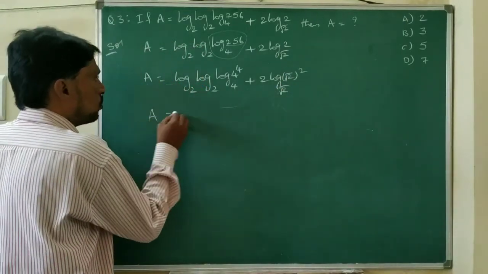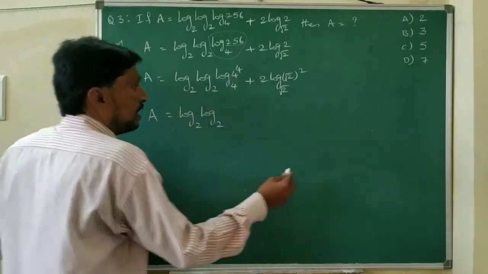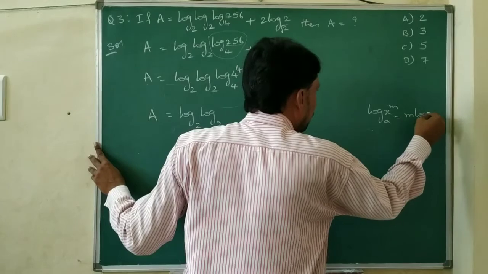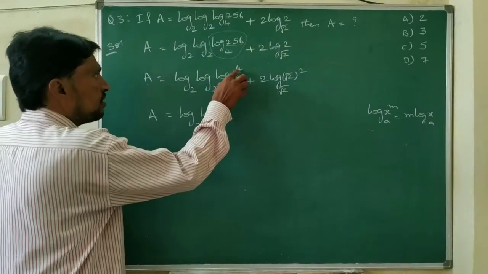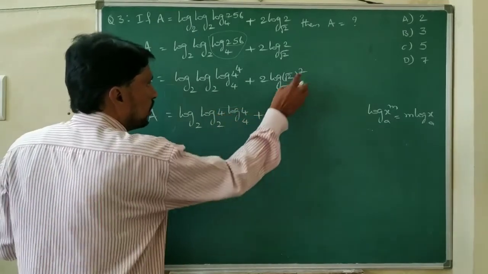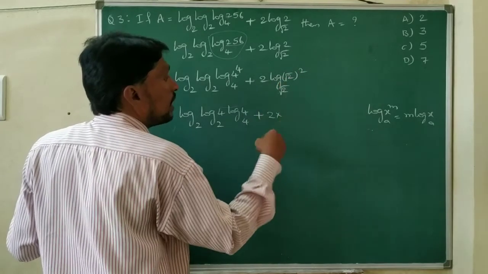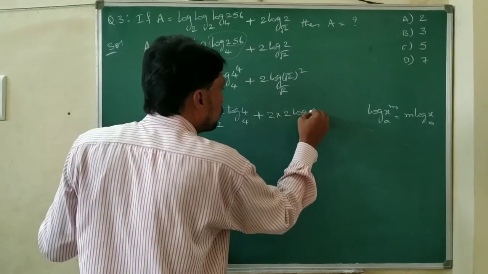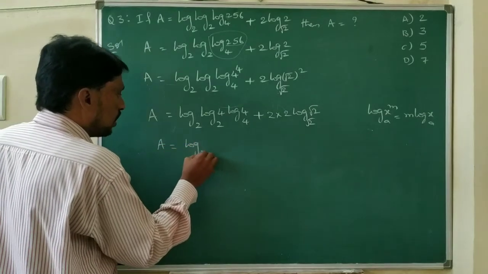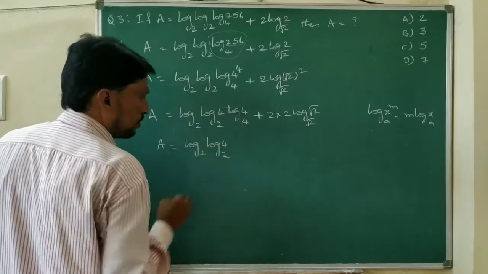Now A equals log base 2 log base 2. Here it is of the form log x power m base a, which means m log x base a. So this 4 we take out here, giving 4 log 4 base 4, plus 2 as it is into log x power m, that is m log x, so 2 log root 2 base root 2.